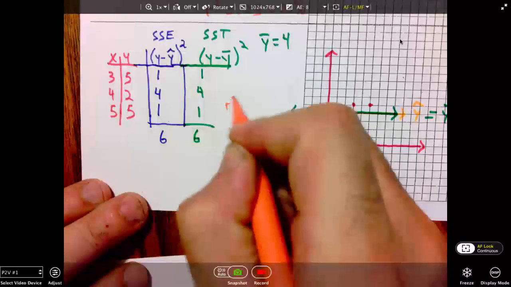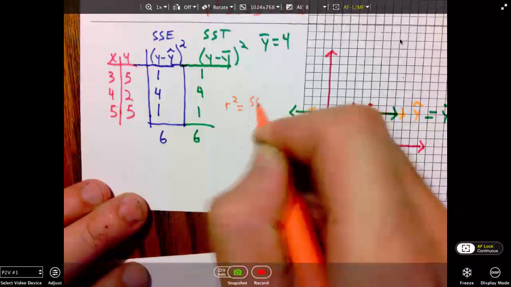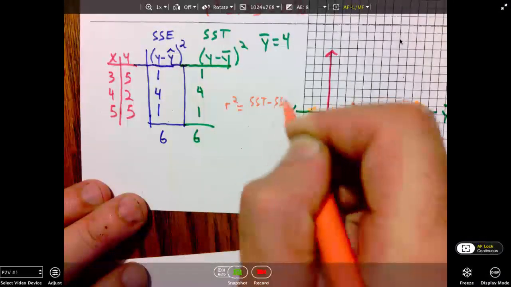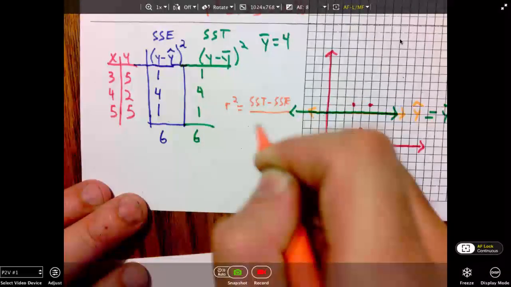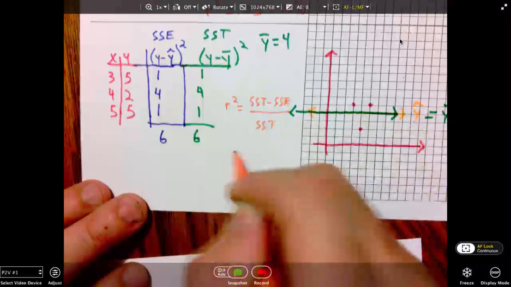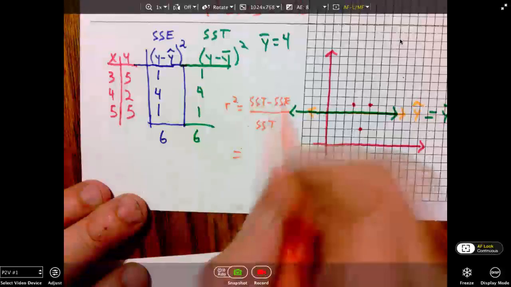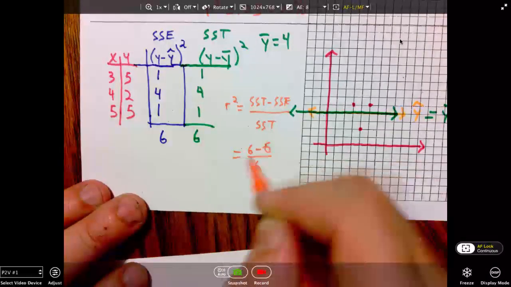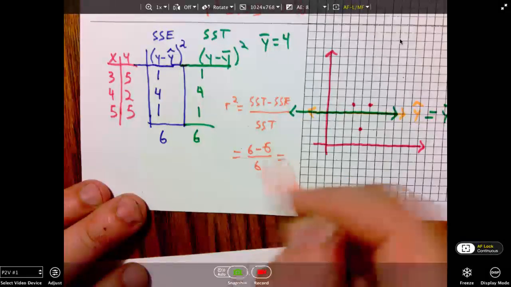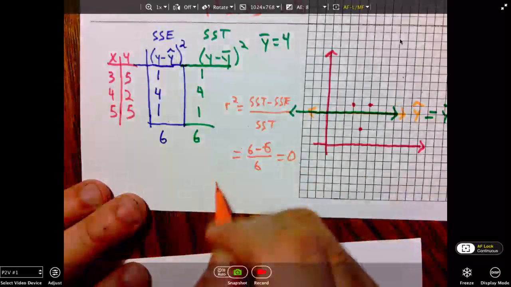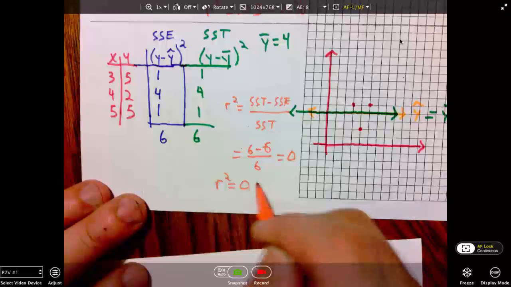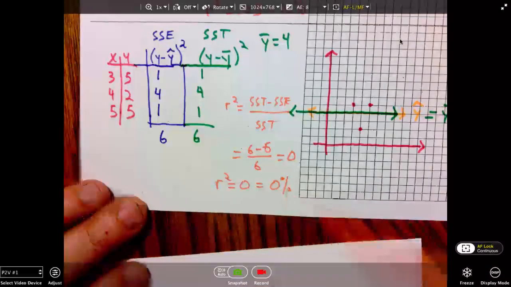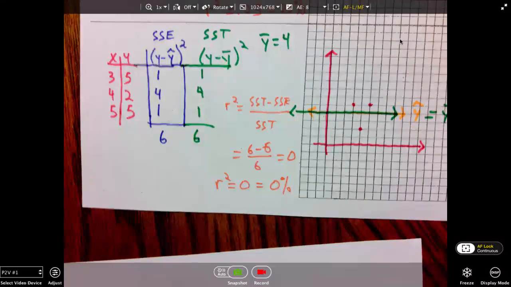Again, r squared is SST minus SSE divided by SST. So in our case, 6 and 6. 6 minus 6 divided by 6. Well, 6 minus 6 is clearly 0. 0 divided by 6 is 0. In this case, r squared is 0. That is 0%. None of the change in y is explained by a change in x.